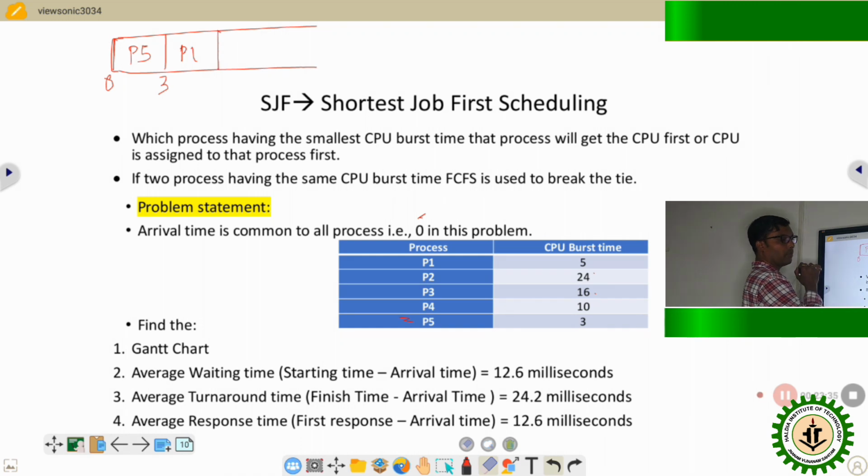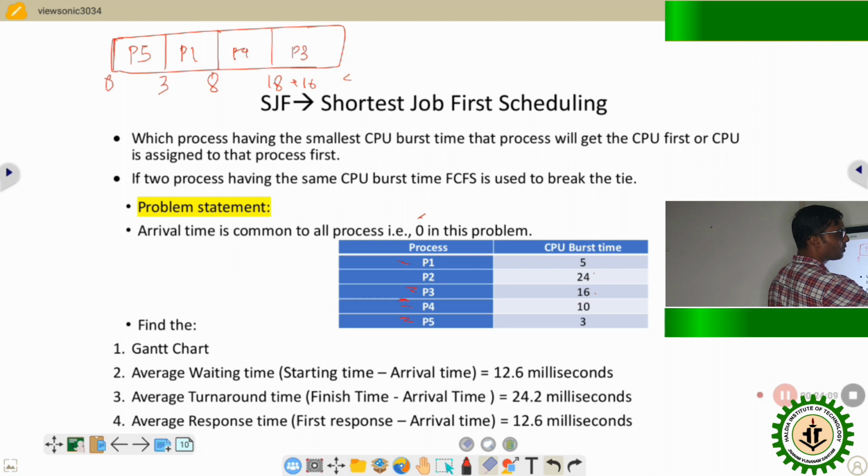Okay. Next process P1, because it is the smallest CPU burst time in the list. So it is 8. Next process after P1, that is P4 is the smallest, that is 10. Now it becomes 18. P4 done, P1 done. P3 is the next process, that is plus 16, 34.